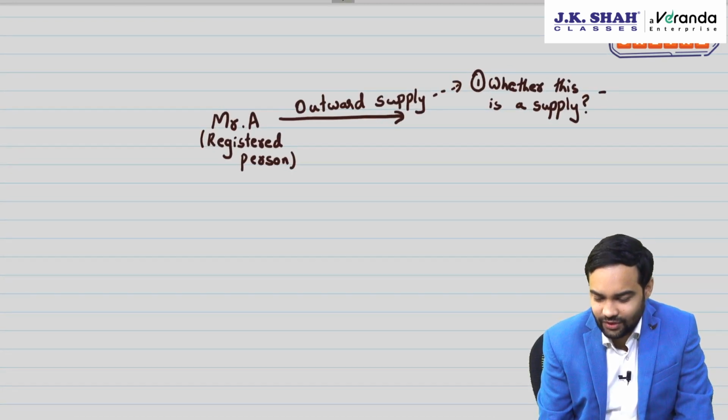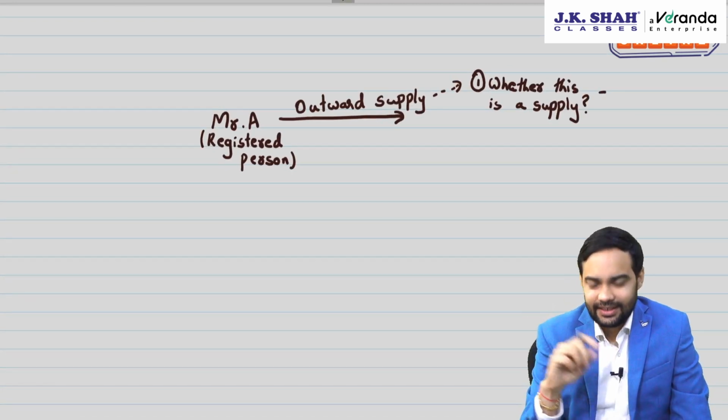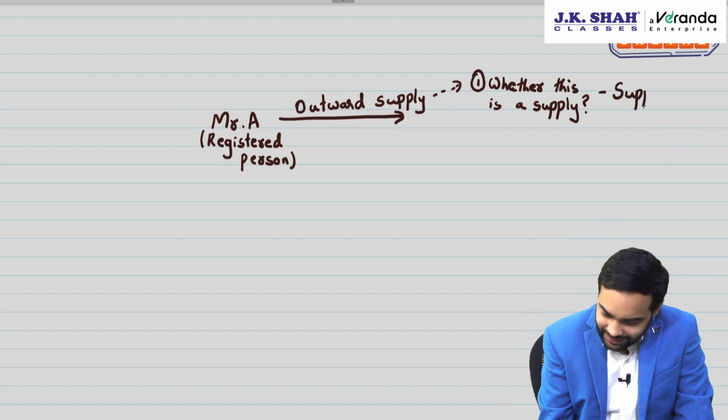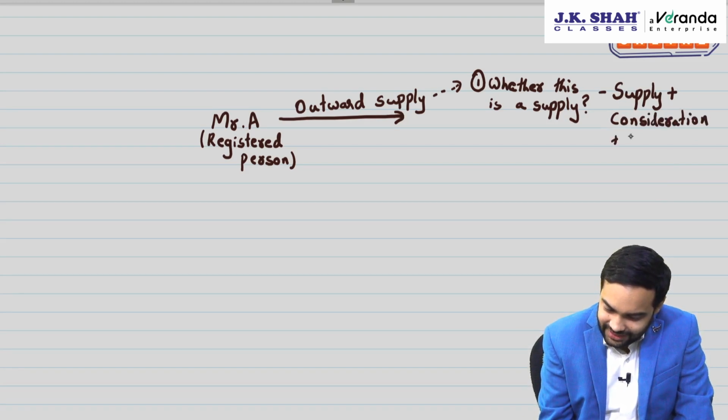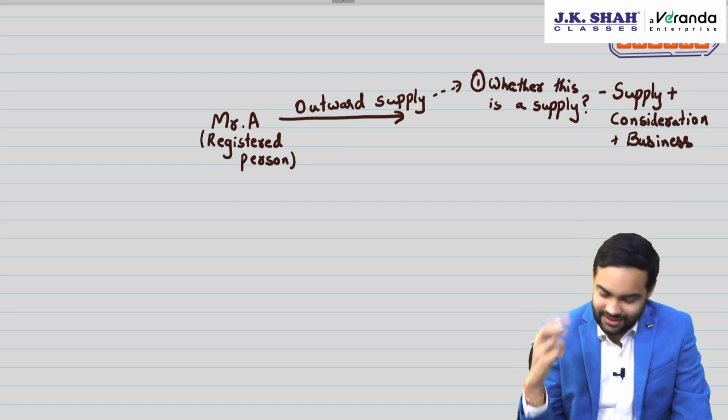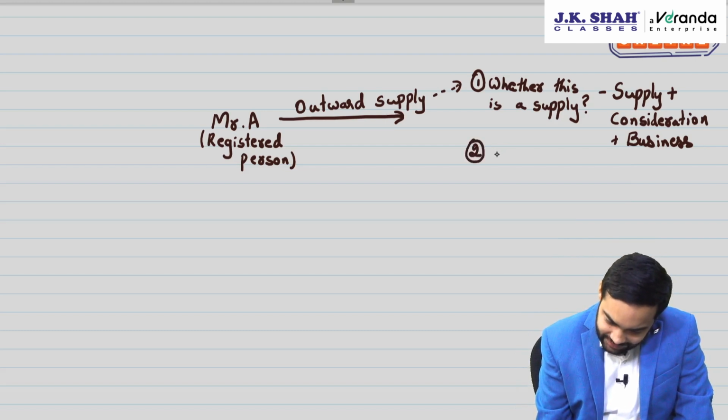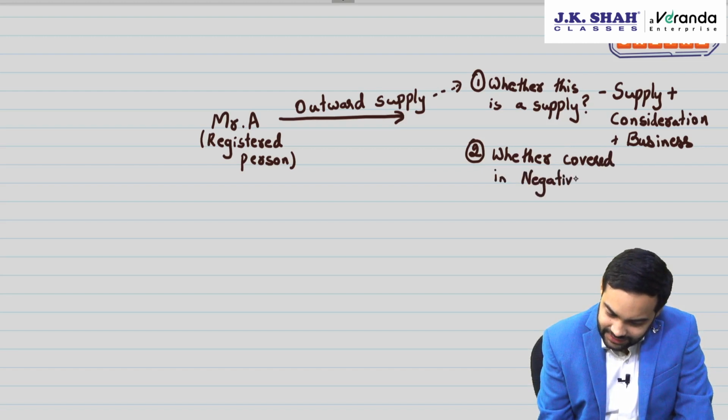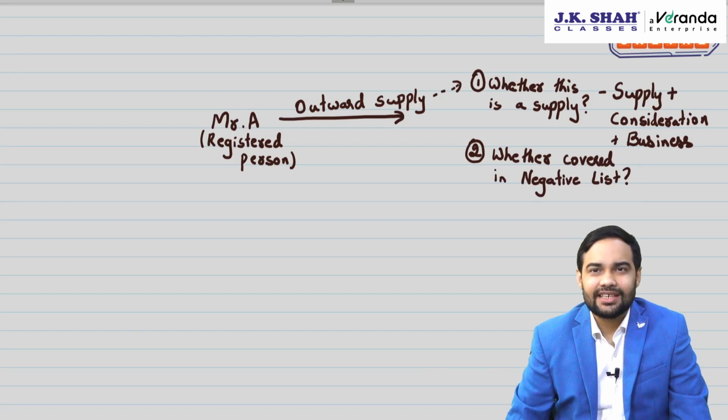How do you get the answer for this? There are 3 conditions. First, there should be a supply. Then, it should be for consideration. And finally, it should be in the course or furtherance of business. Thereafter, he has to check whether this is covered under the negative list, because if it is covered in the negative list, then there will not be any GST implication. So we will learn whether the supply is covered under the negative list.